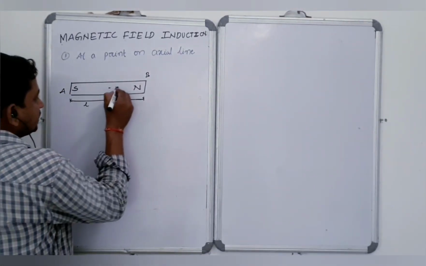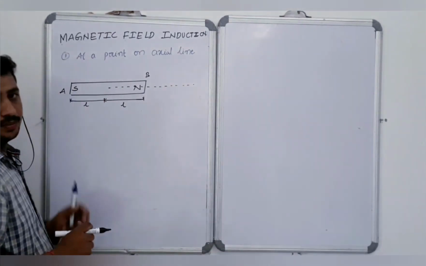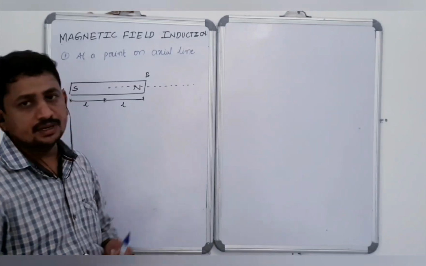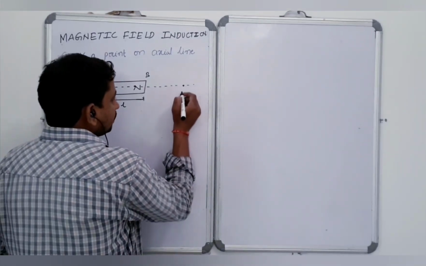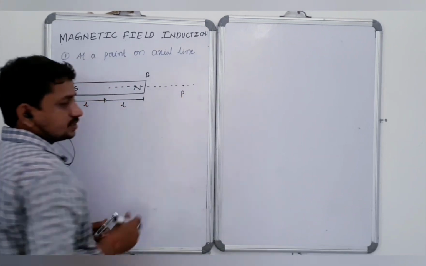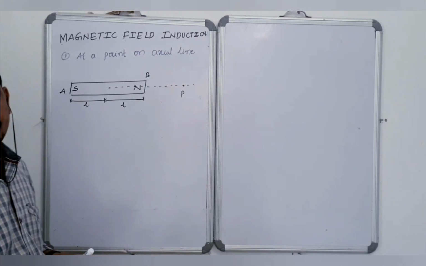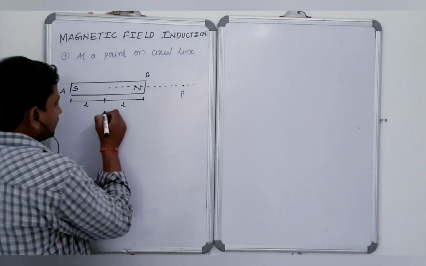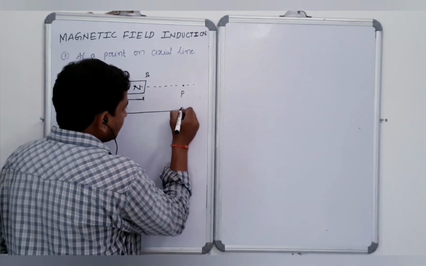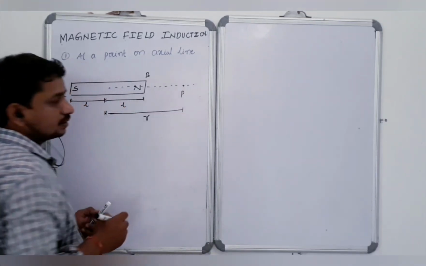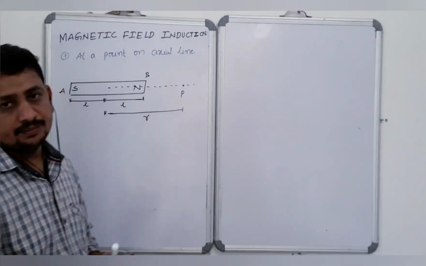Now let us consider a point P which is on the axial line of the bar magnet. So this is the axial line of the bar magnet, we know that. P is the point on the axial line. The distance of the point P from the center of the bar magnet is, let us take, R. R is the distance from the center of the bar magnet to point P.